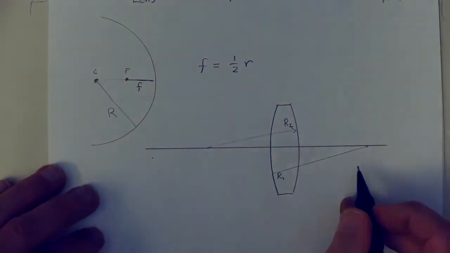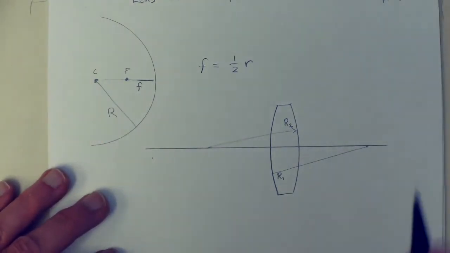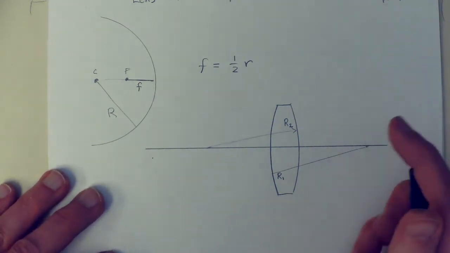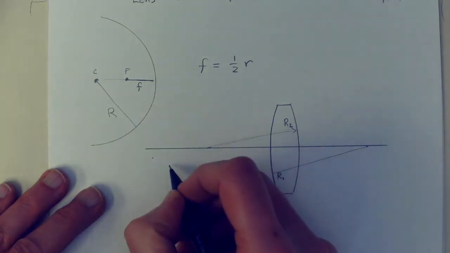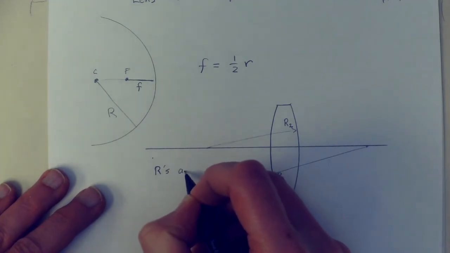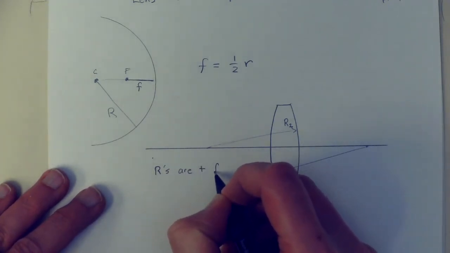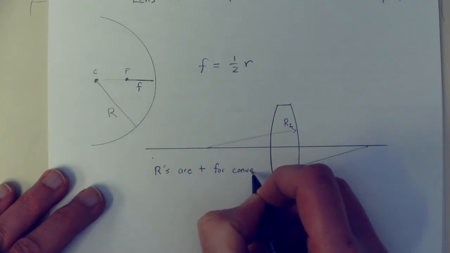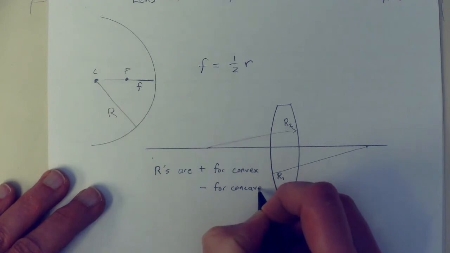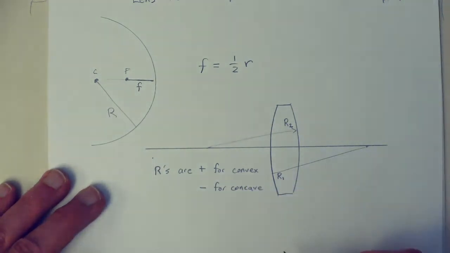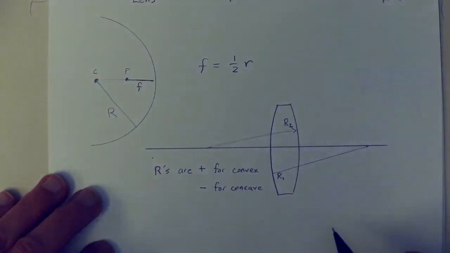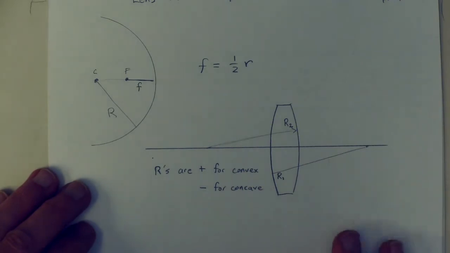And we will adopt the convention. This is a different convention than most books use, but I find it much easier and much more intuitive. We will say that the convention is the same for both R's. They are positive for convex and negative for concave surfaces. Convex surfaces we'll call positive, and concave surfaces will give the radius as being a negative number.